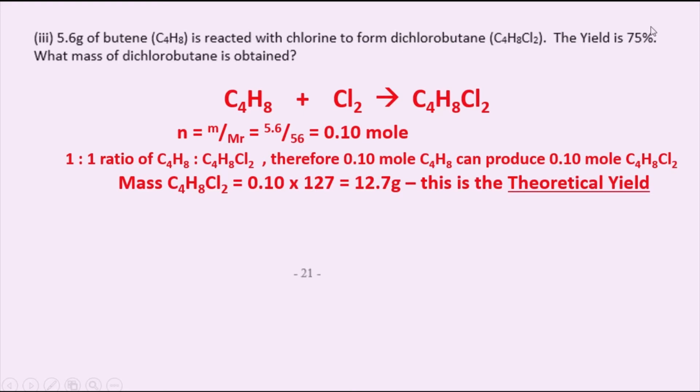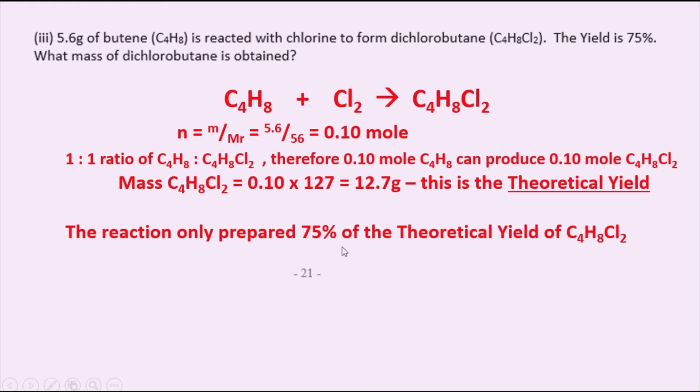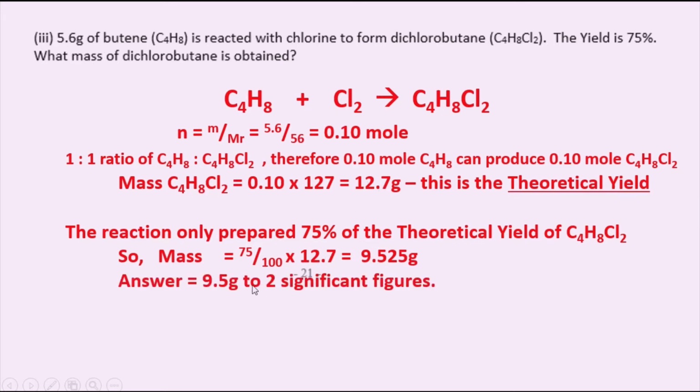Now, what the question tells us is we only got 75% of that. So what we want to do is work out 75% of that. So think of 75% as a fraction, 75 over 100, and then multiply that by the 12.7, and that would give us 9.525 grams. Again, before leaving it, look up at the question. 5.6 is two significant figures, so it would be appropriate to give that to two significant figures. 9.5 would then be our final answer.